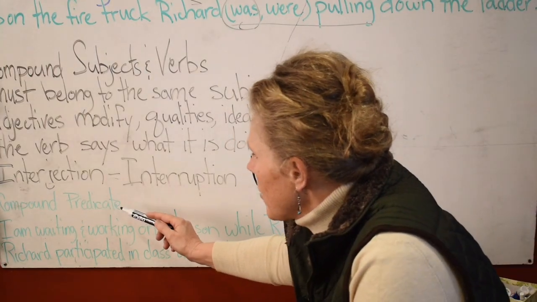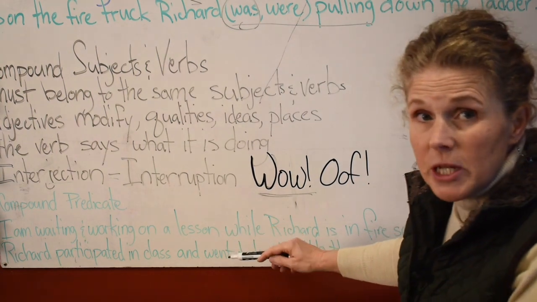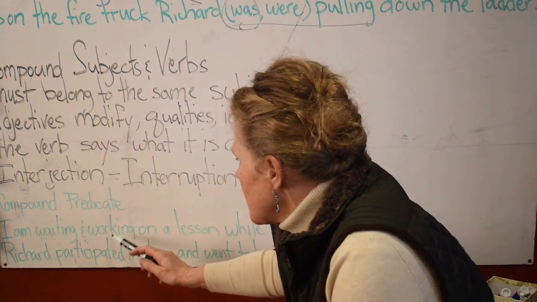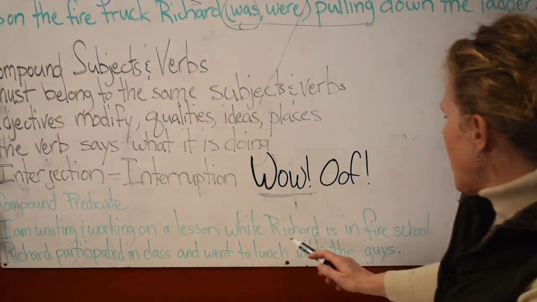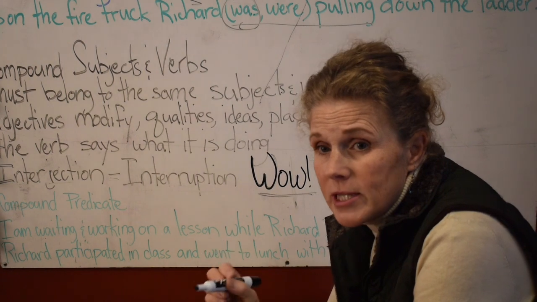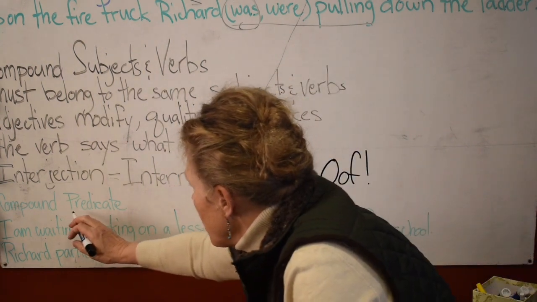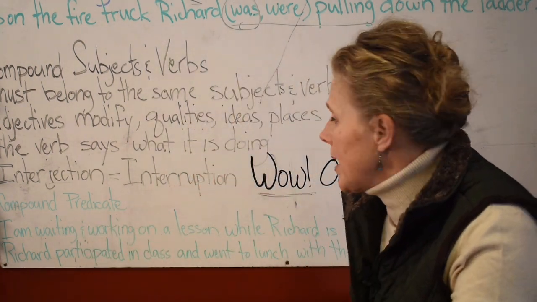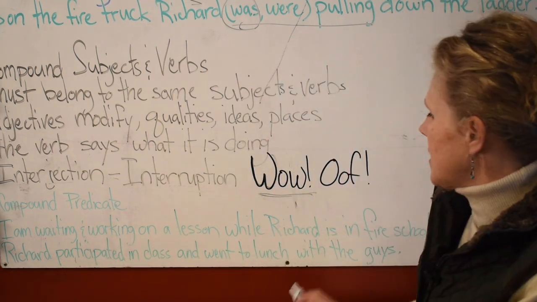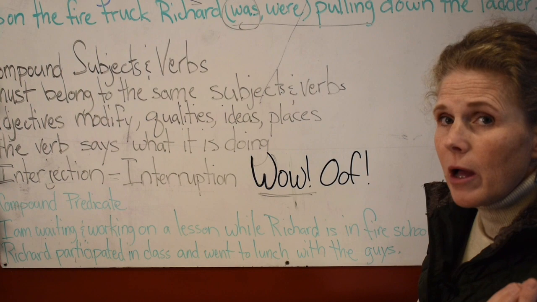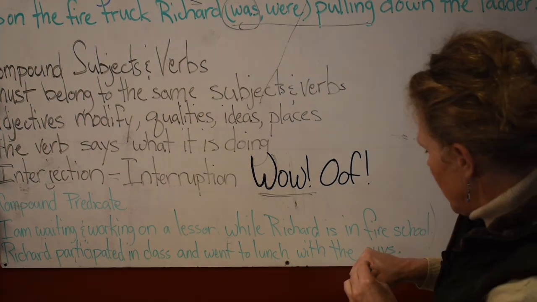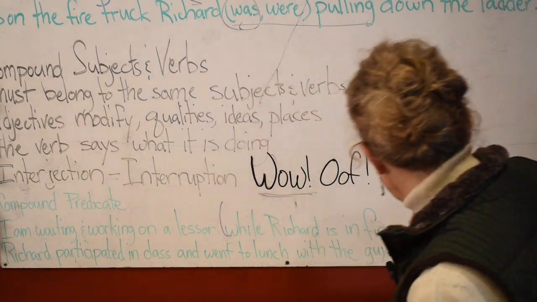Okay, a compound predicate. I just did a bunch of sentences so you can see what the difference is. I am waiting and working on a lesson while Richard is in fire school. Now, we are really focusing on our predicate. That means your simple predicate. So find that. What's your simple predicate in this sentence? And let's focus on your independent clause. So we have our dependent clause right here.